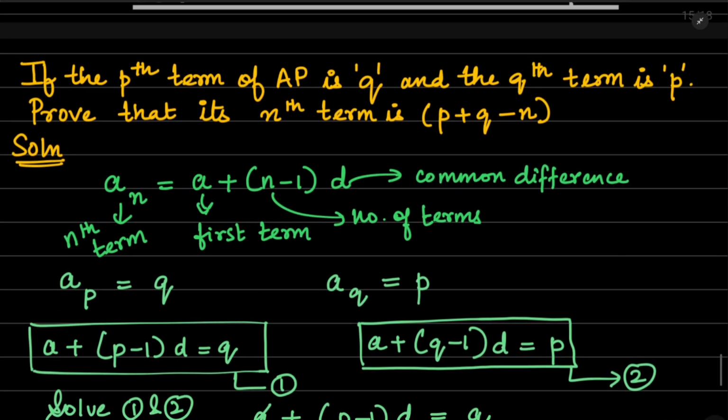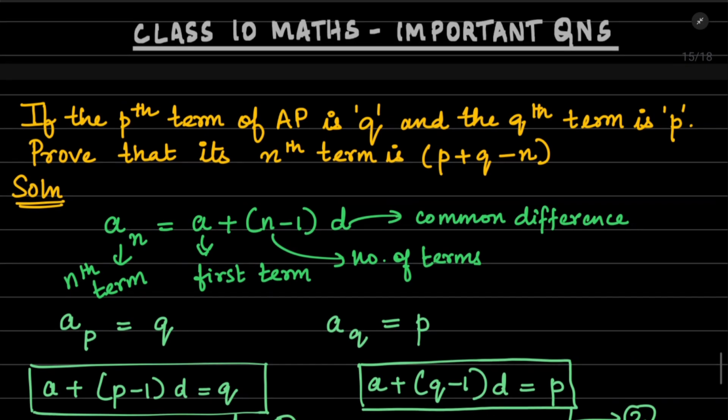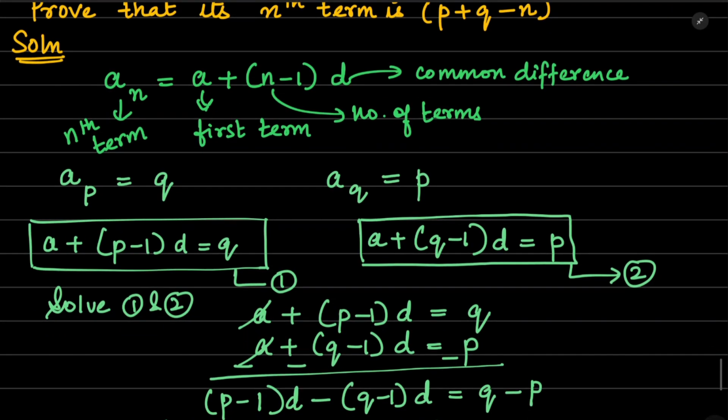Okay, let me revisit it again. So the first question that we did today, if the pth term of AP is q and the qth term is p, you have to show that nth term is p plus q minus n. Okay, very easy. Remember this formula, a n, that is your nth term in an arithmetic progression, is equal to a plus n minus 1 into d, where a is your first term, n is the number of terms, and your d is the common difference.